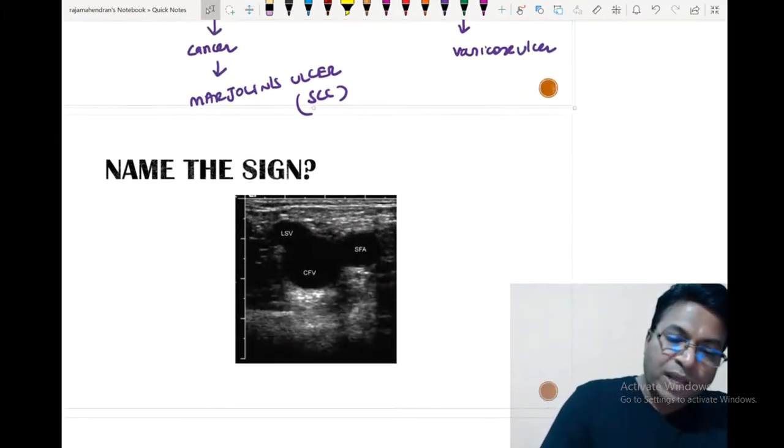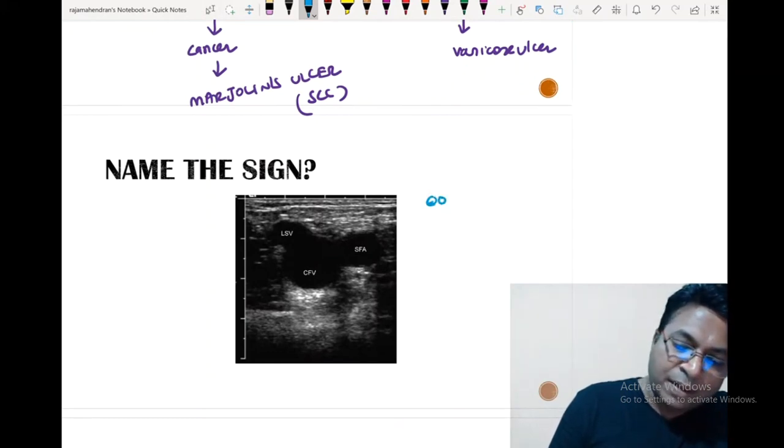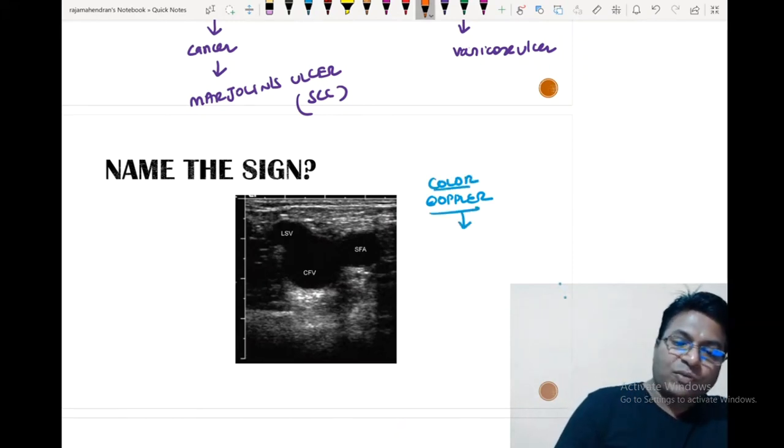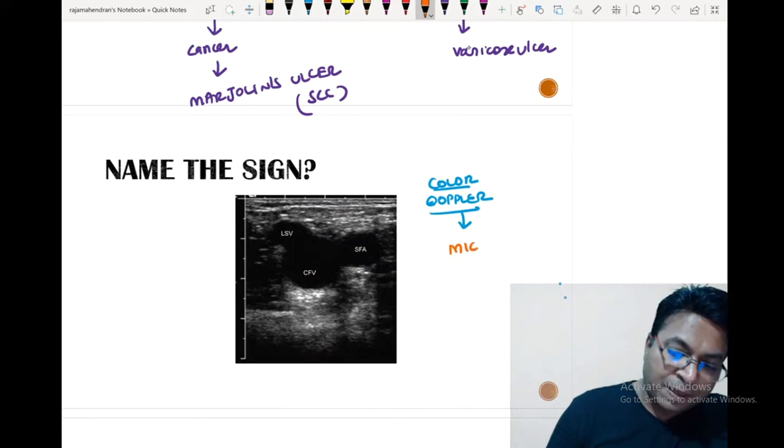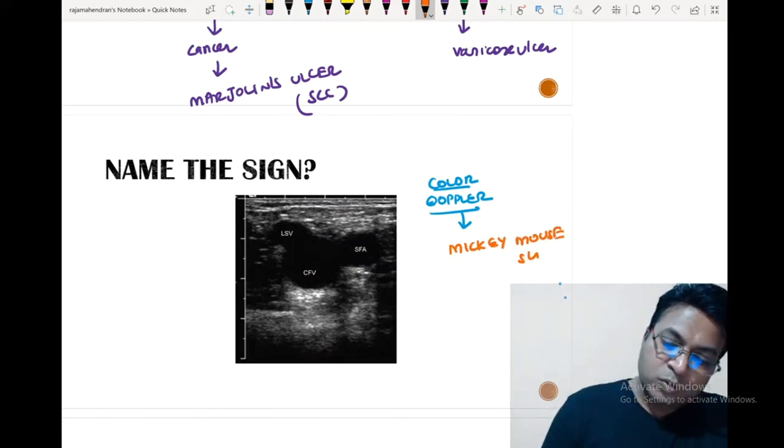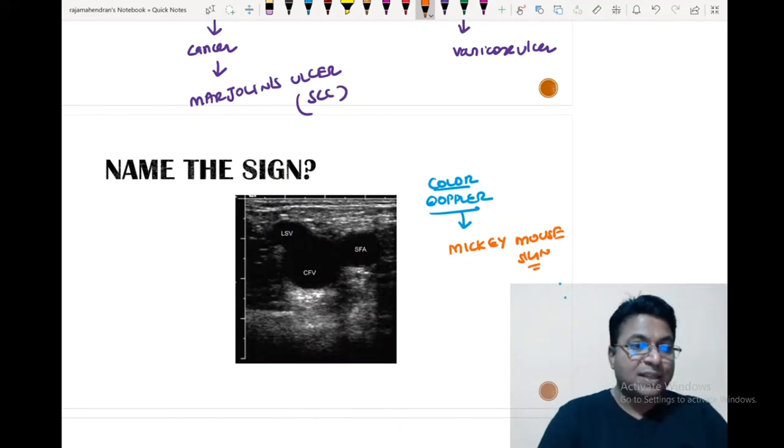So name this sign. It is a sign seen on duplex Doppler scan. The color Doppler scan shows a finding in a varicose vein. What is this sign known as? This is known as Mickey Mouse sign. So Mickey Mouse sign is an image-based question asked in the exam. So please don't forget Mickey Mouse sign. Okay.